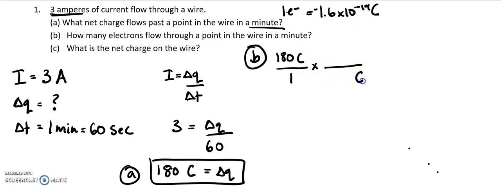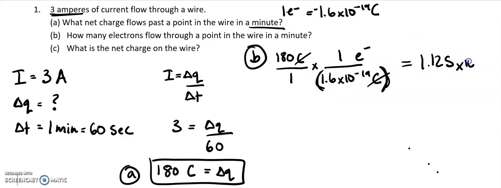If I want coulombs to cancel out, it has to be on the bottom. Electrons will be on the top. So this will be 1.6 times 10 to the negative 19 coulombs per one electron. Cool. So coulombs will cancel out, and we're just left with electrons. One little hint: when you're plugging this in the calculator, make sure you have this whole bottom thing in parentheses. So I got 1.125 times 10 to the 21st electrons. So quite a few electrons are flowing through.